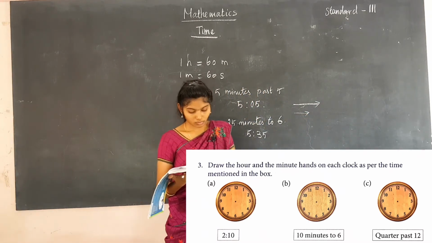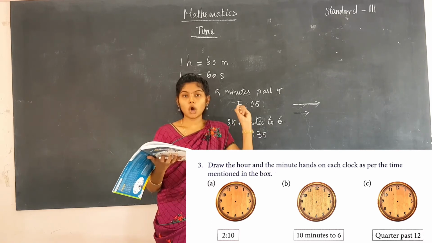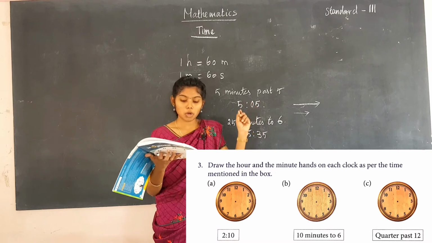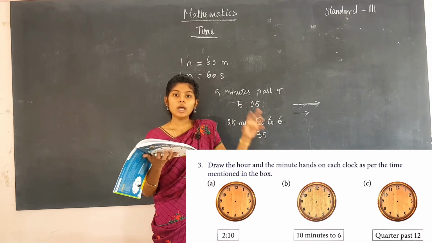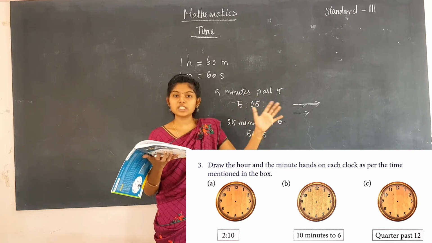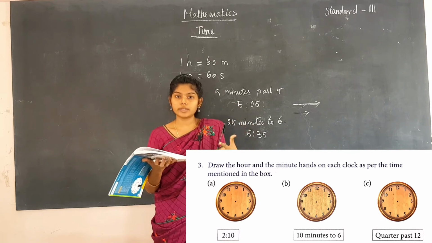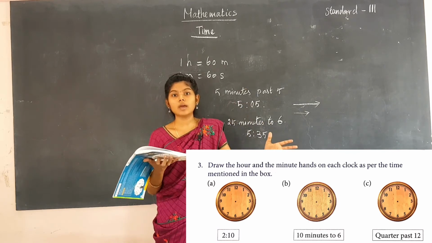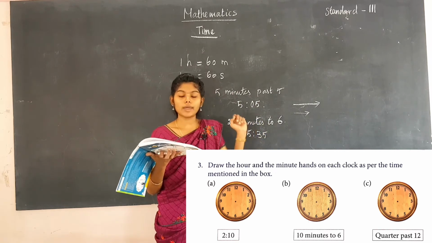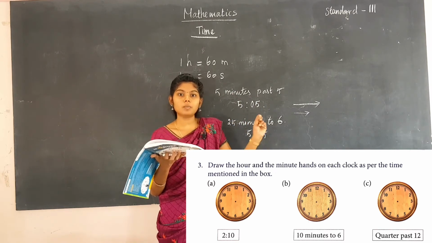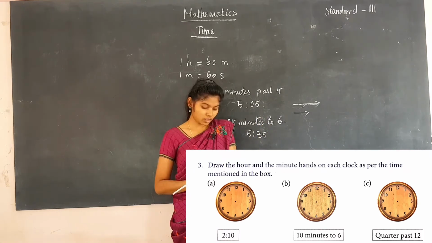So, here 2:10 is given. So the short hand will be facing 2 and the long hand will be facing 2 again. Why is the minute hand at 2? Because 2 means 10 minutes. 12 means 0, 1 means 5 minutes, 2 means 10 minutes. So the long hand also will be facing the 2. So the short hand will be facing 2 and the long hand also will be facing 2, just past the 2.